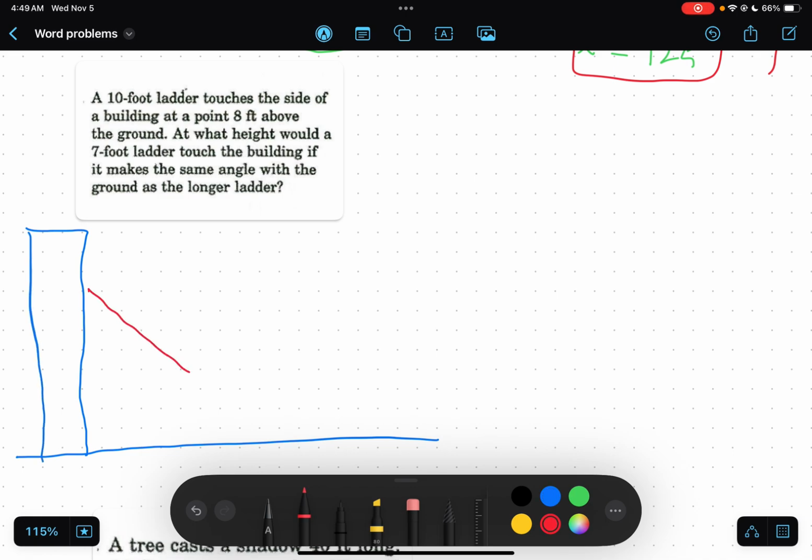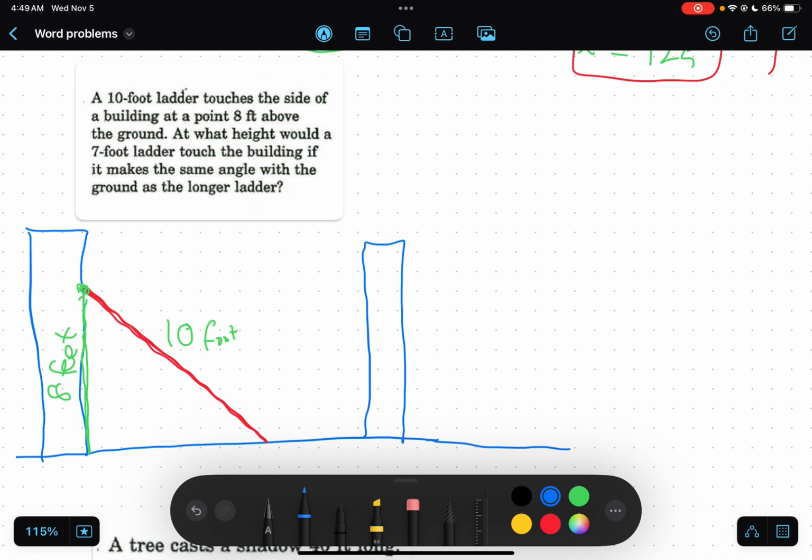Okay, and then I have a ladder. So first just make a picture of what's happening and then try to figure out, okay, where do the triangles come into this? So I have a 10-foot ladder, so this is the ladder. And it touches the building at a point 8 feet above the ground. So that's this height right here. Okay, so that's what I have. Now it's giving me a whole other ladder. So I'm going to just draw it as a separate picture and try to see what's happening here.